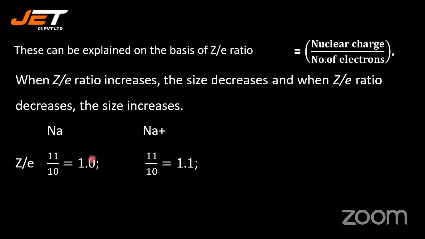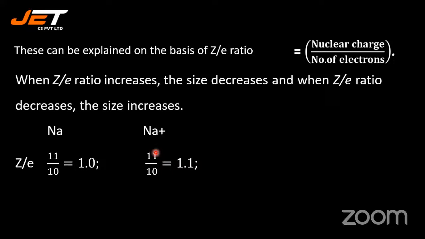While reading, make it 1.1. And this should be 10 by 10, because Na plus means one electron has been lost. So 10 by 10, here it should be 1. So 1 should be here, 1.1 should be here, and this should be 10. Did you make the correction? It has been written wrong. Okay, so did you make the correction?